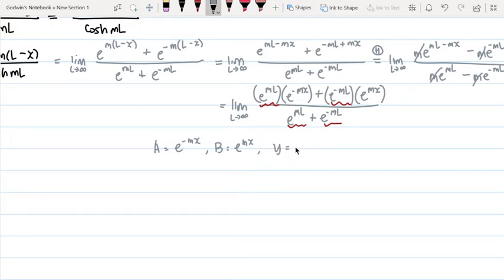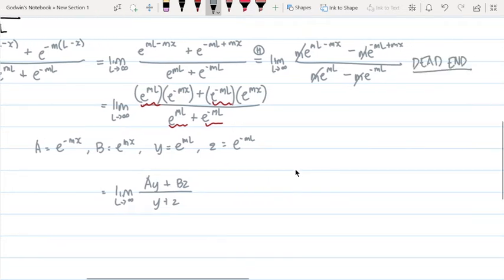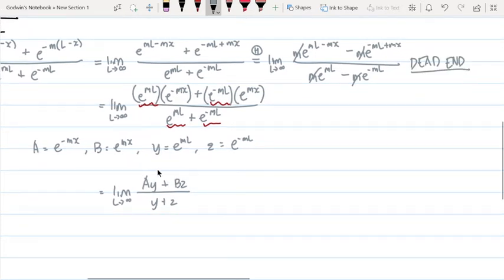Sige, let's let y be equal to e to the ml, and then z be equal to e to the minus ml. And so this turns into the limit of, as L approaches 0, this becomes y, this becomes y, this becomes z, this becomes z, this becomes a, this becomes b. So we'll have ay plus bz over y plus z. And so, okay, let's remove the limit first. We'll go into how we can simplify this first.